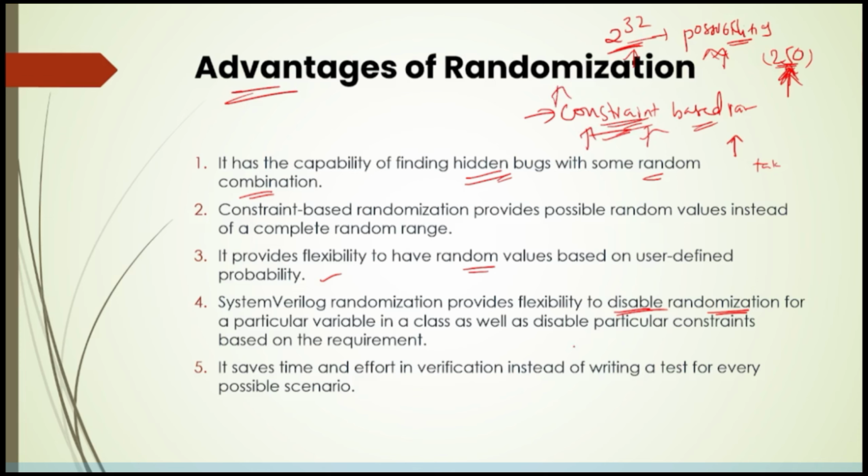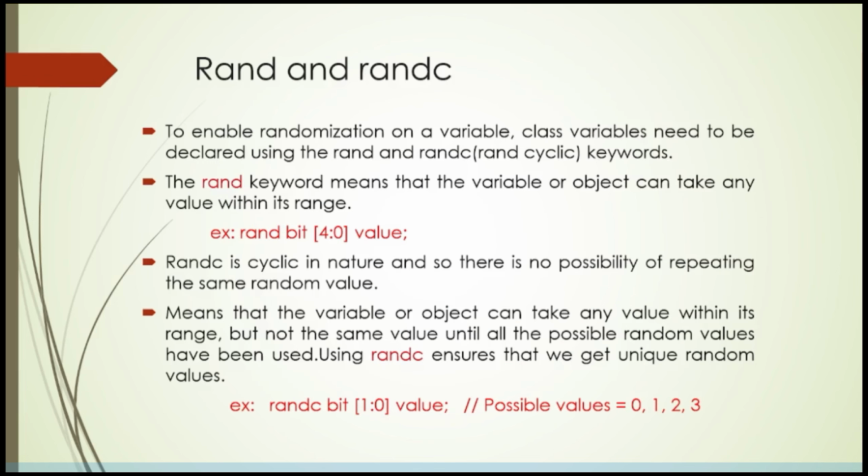By using randomization, it saves time and effort. Instead of writing very long test scenarios for each and every scenario, just by using the randomization keywords like rand and randc, you can easily perform randomization on particular objects or variables. Okay, so this is about the advantages of randomization. As we already discussed, these are the two things, rand and randc concepts. We'll be discussing rand and randc in the upcoming class.